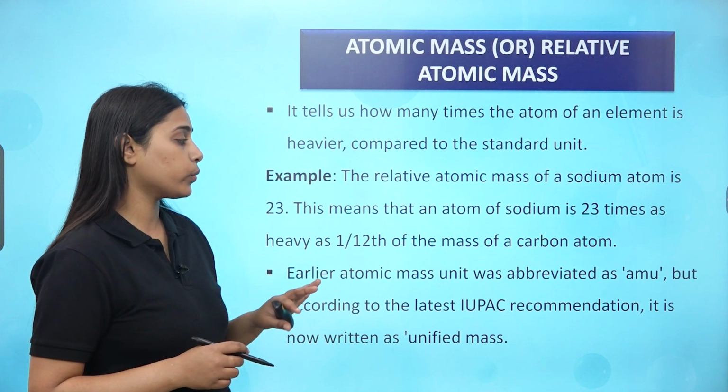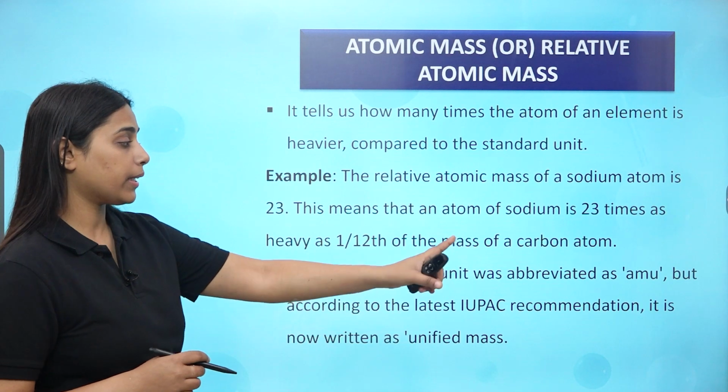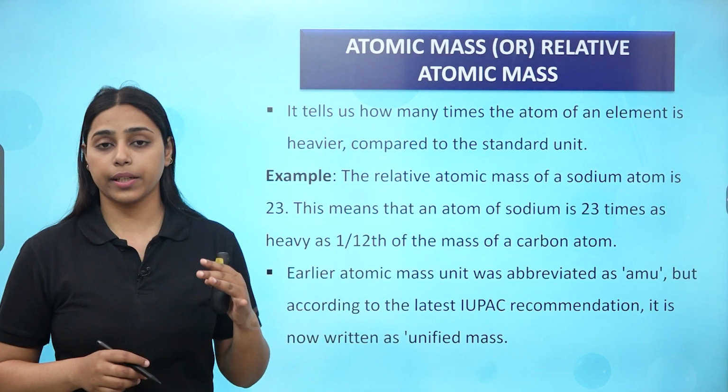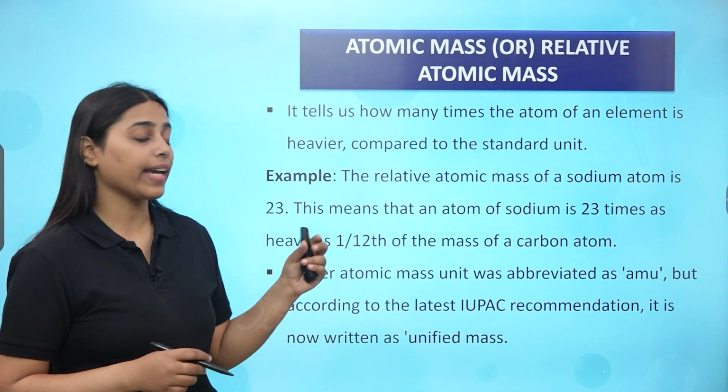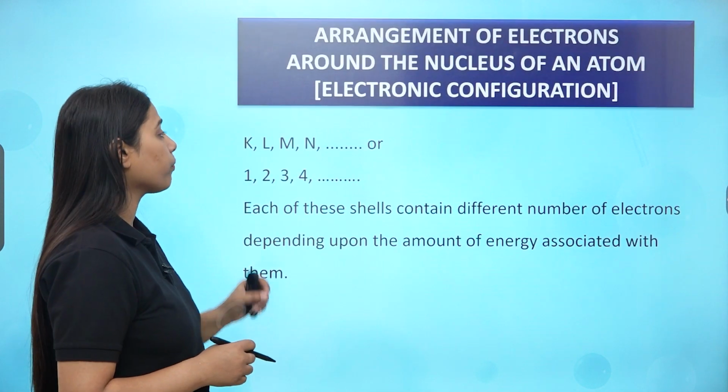Earlier, atomic mass unit was abbreviated as amu, but now it is being changed. According to the latest IUPAC recommendation, only small u, signifying unified mass, is shown.